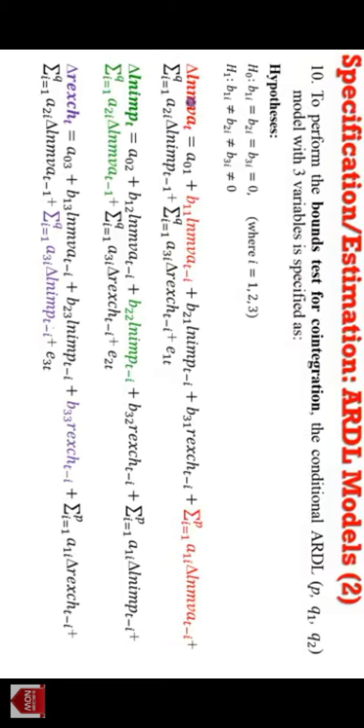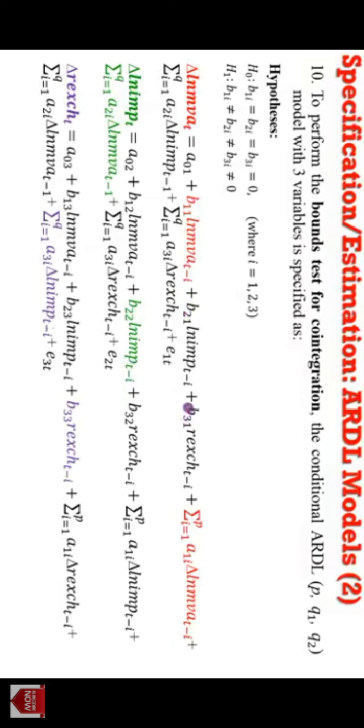The first one will be the log of MVA as a dependent variable. The second test will be the log of imports as a dependent variable, while the third one will be the real exchange rate as a dependent variable. So I'll be carrying out 3 cointegration tests in this case. And these are the betas: beta 1,1, beta 2,1, beta 3,1. That is what I'll be testing to know whether there is cointegration in the long run or not.